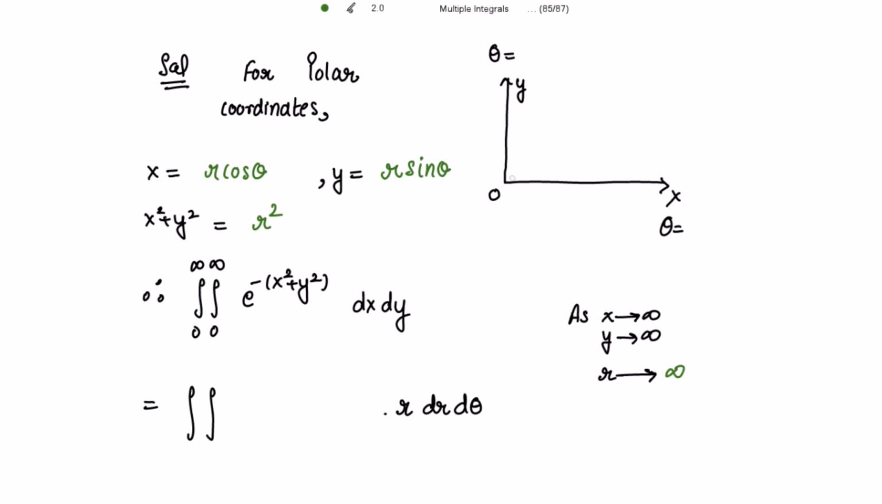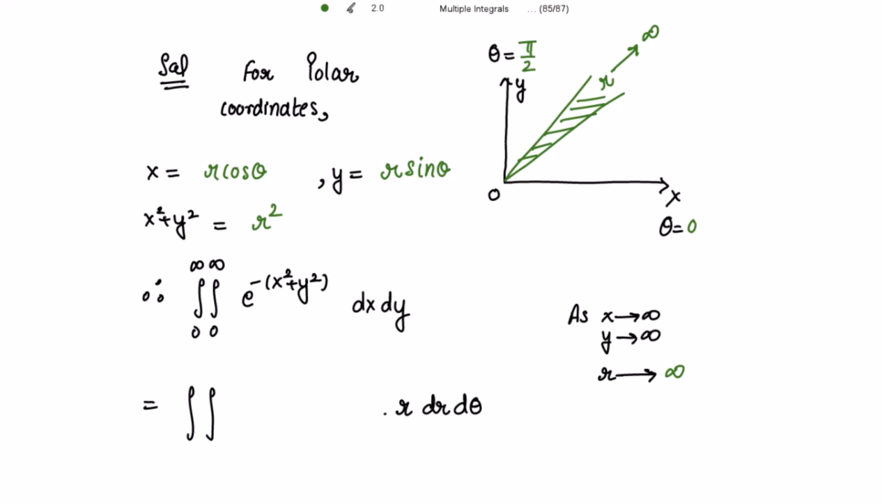Which means if I draw a wedge, so this is your r, the distance from the origin. This r is tending to infinity. So r is varying from 0 to infinity. And because they have asked for the region of only the positive quadrant, the value of theta varies from 0 to pi by 2.